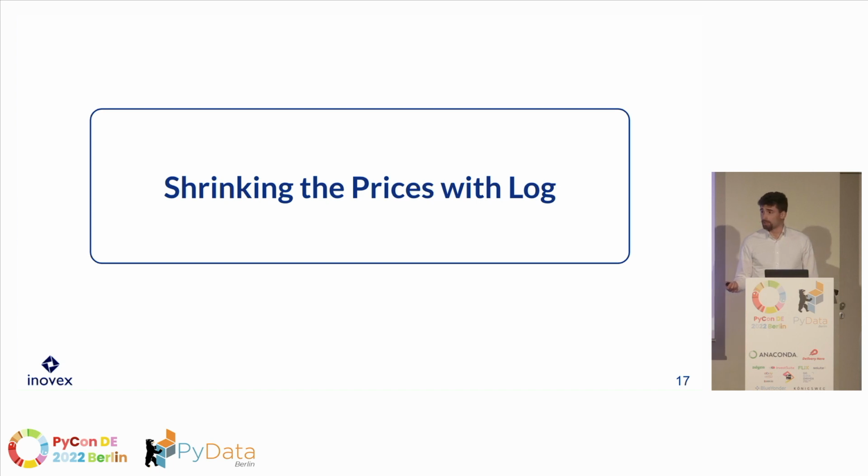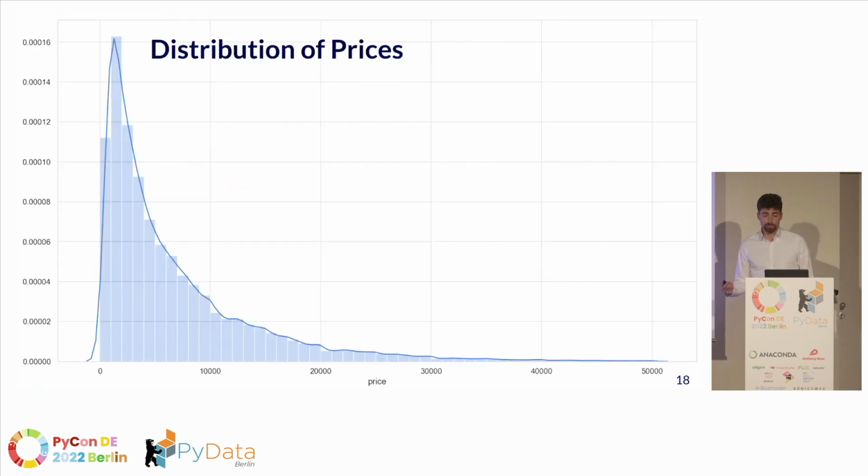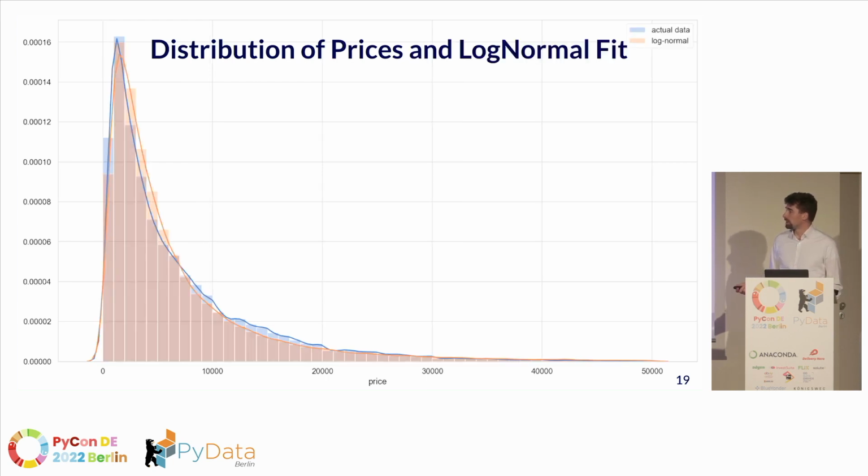So now to the actual topic of the talk. What happens if we start playing around with a log? If we start shrinking the prices? Because if we look at the distribution of prices in our use case, this looks like a log normal distribution, and even if you fit the log normal distribution to the values, you see it's not really perfect, especially here.